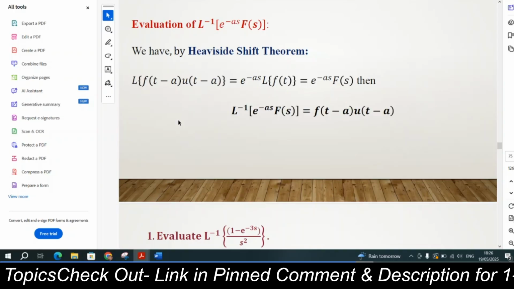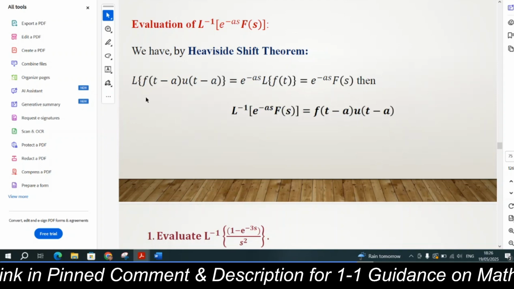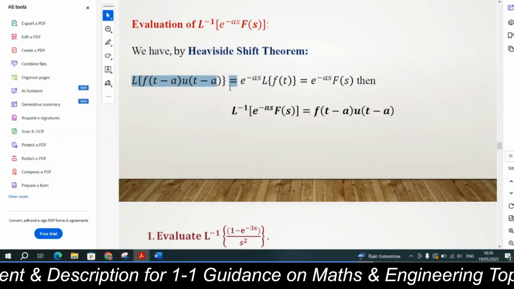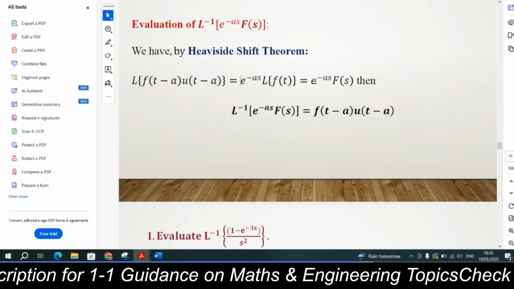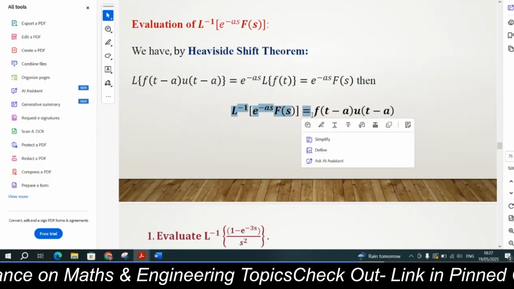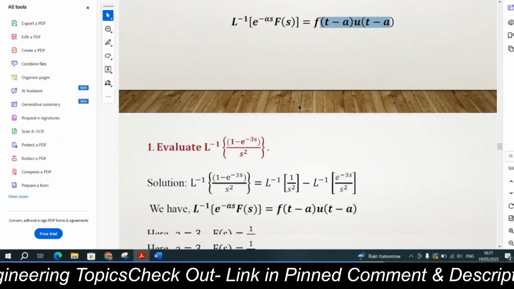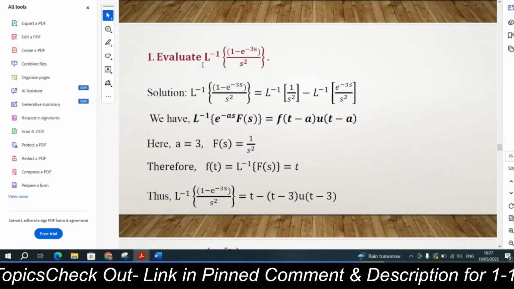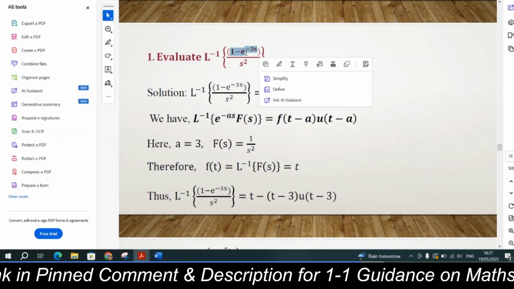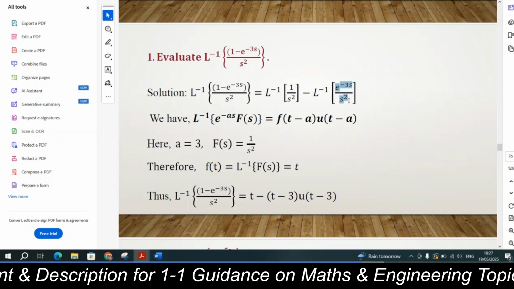Okay, so now we have come to inverse Laplace of e raised to minus as f of s. So we can look at Heaviside shift theorem. We already had Heaviside shift theorem in the Laplace transform. Now we are seeing how we can use it for application in the inverse Laplace part. So this is the second shift. Laplace of f of t minus a into u of t minus a was e raised to minus as Laplace of f of t. Then the reverse way would be inverse Laplace of e raised to minus as f of s is f of t minus a into Heaviside u of t minus a. Is that clear?